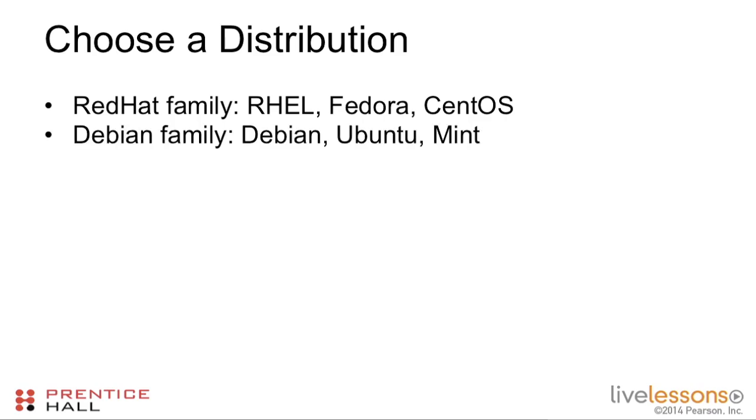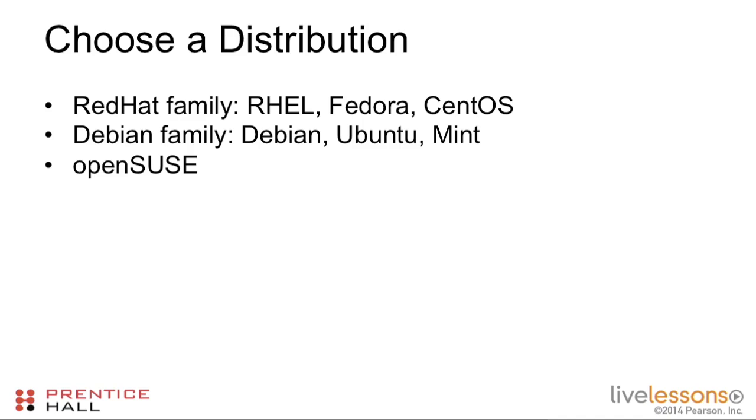Next, we move on to the Debian family. Debian, Ubuntu, and Mint Linux. These have different package managers and other slightly different standards of how the distribution is used. They're extremely popular among desktop users and even among enterprises. OpenSUSE is a European-based distribution run by Novell.